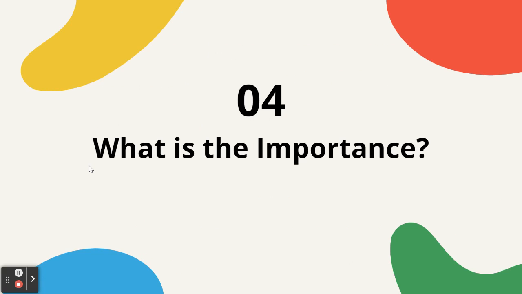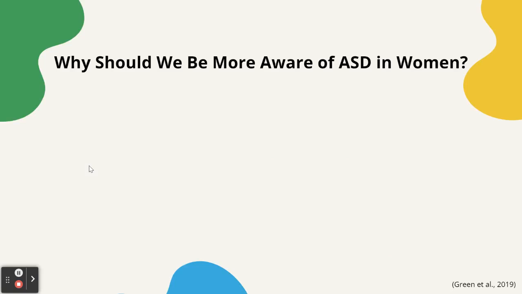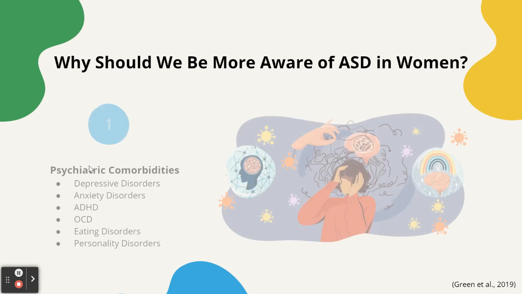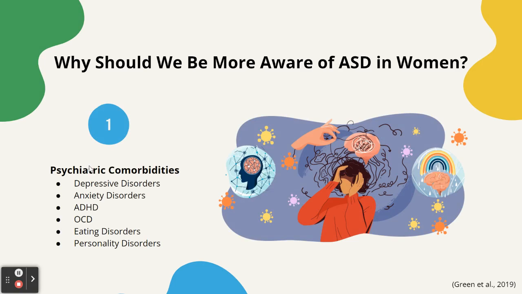Finally, I will discuss why it is important for ASD to be more recognized in women to increase early intervention. So, why should we be more aware of ASD in women? The first reason why it is important for people to recognize ASD in women is the heightened risk for psychiatric comorbidities, which are disorders co-occurring together, and in this case, it would be with autism.